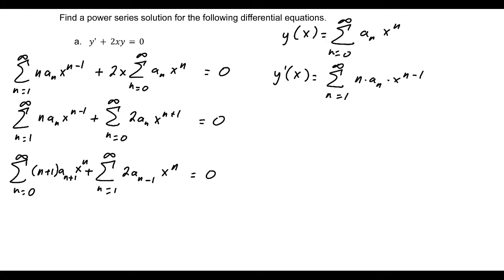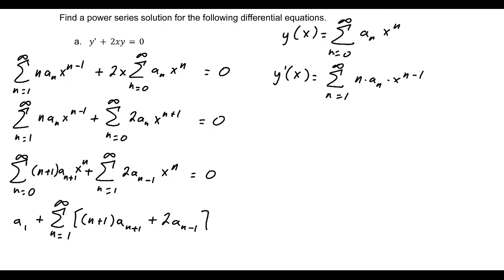So this would be equal to a sub 1 plus the sum from n equals 1 to infinity of [(n plus 1) a subscript of n plus 1 end subscript plus 2a subscript of n minus 1 end subscript] x to the n equals 0.